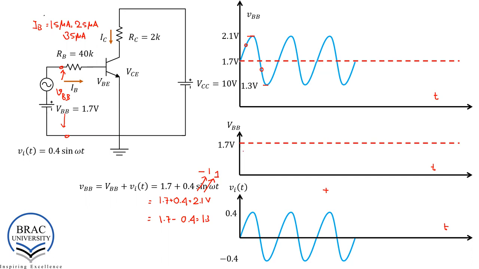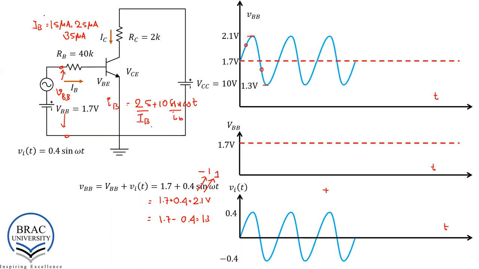And therefore, we have a base current flowing into the base terminal, which we found to have two components. One is DC, another is AC. So the base current was something like 25 plus 10 sine omega t. That was our base current, which consists of two components. One is DC, another one is AC. The DC component is I_B, and the AC component we call i_b.